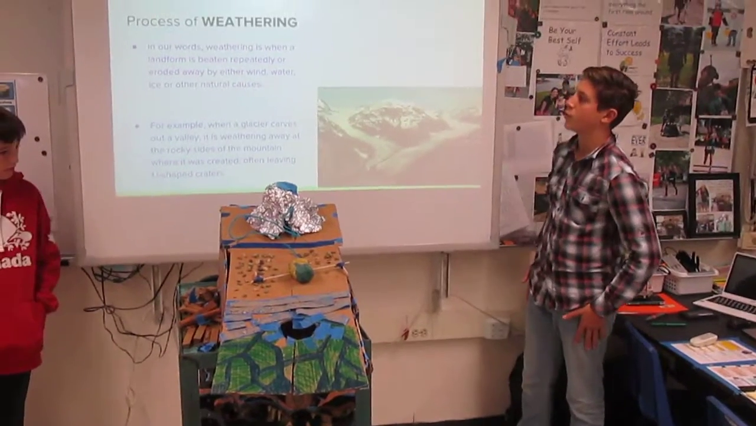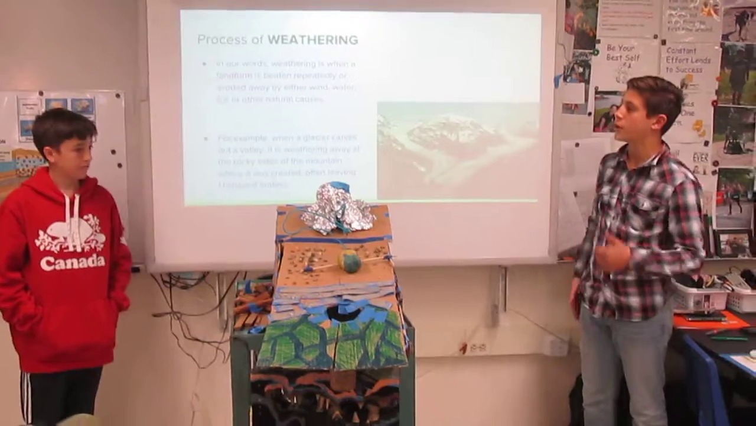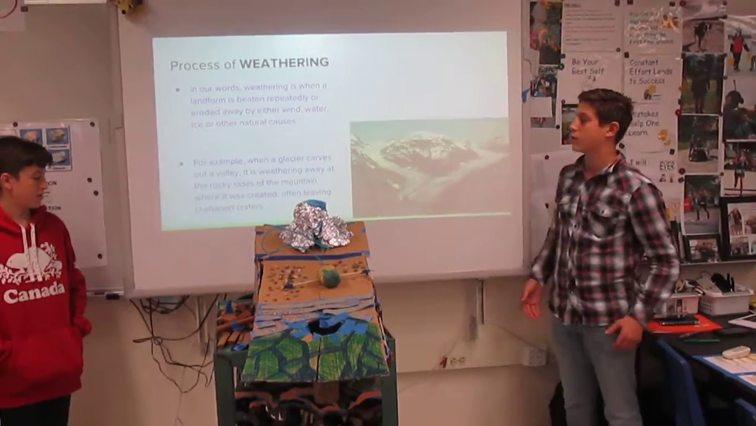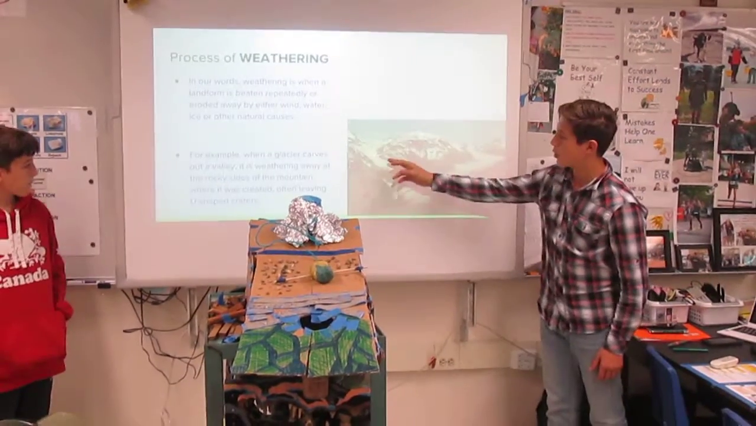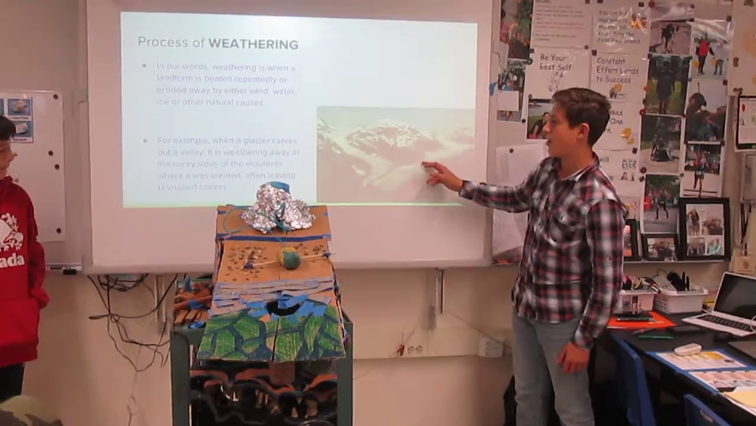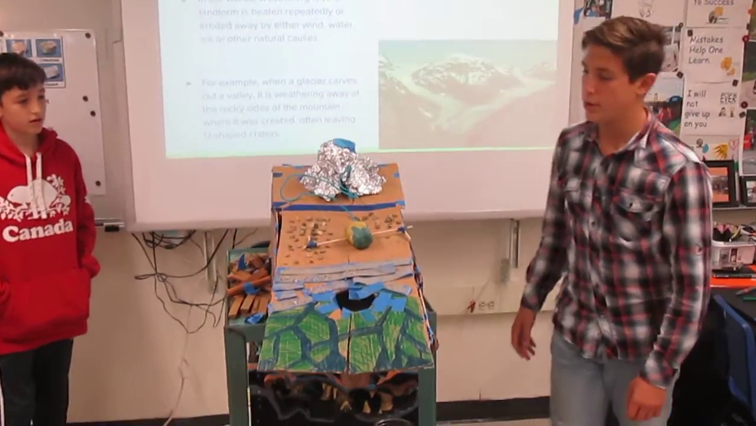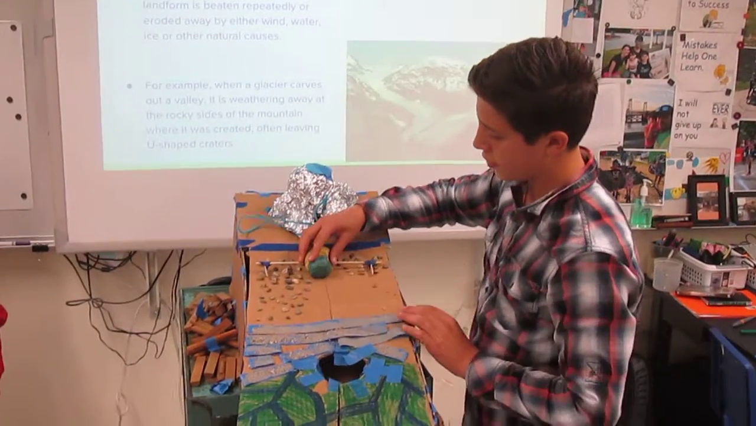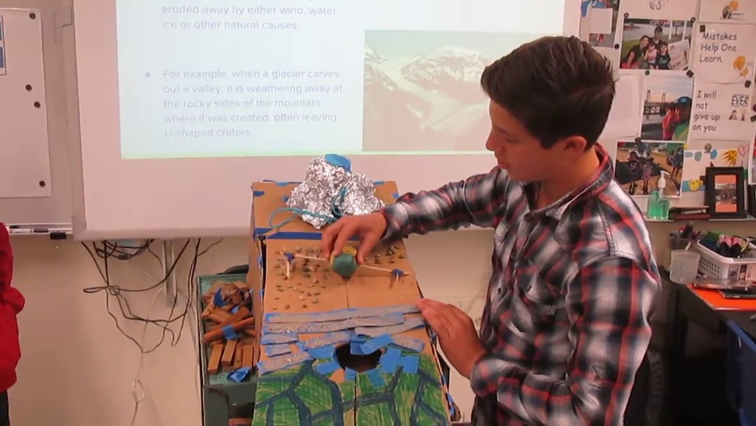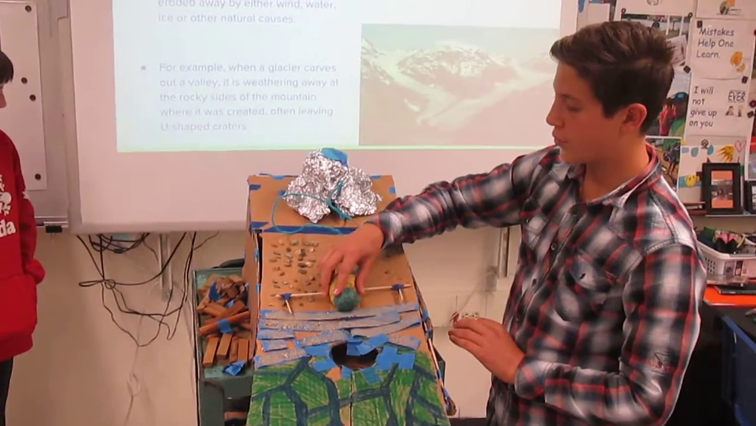In our words, weathering was when a landform is beaten repeatedly or eroded away by either wind, water, ice, or other natural causes. For example, when a glacier carves out a valley, it's weathering away at the rocky sides of the mountain where it was created, often leaving U-shaped craters. In our model, we showed that by making our glacier, so whenever it goes down, the land comes in and falls down on itself, kind of creating that valley.